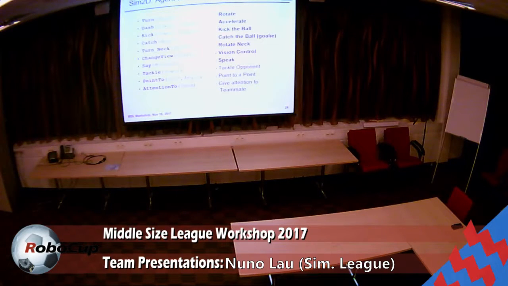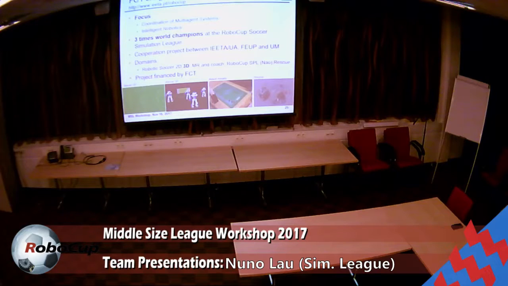The actions that agents can do are, for example, turn, dash, and kick. Turn is for rotating, dash is to accelerate in a given direction, kick is to kick the ball, and catch is used by the goalkeeper in order to catch it. You can also turn the neck and change view in order to control your sensors. And for communication, you can use say. You can also have tackle and things like that.